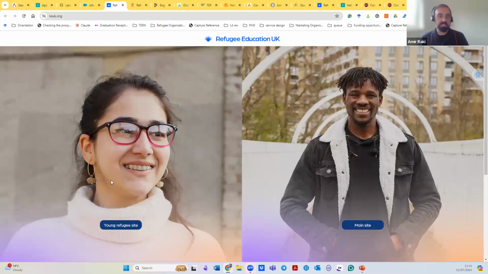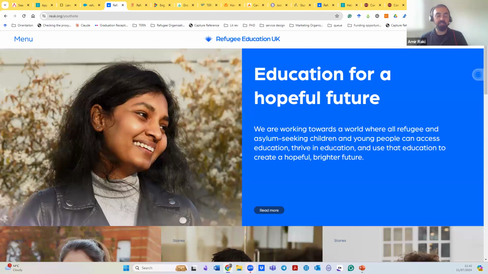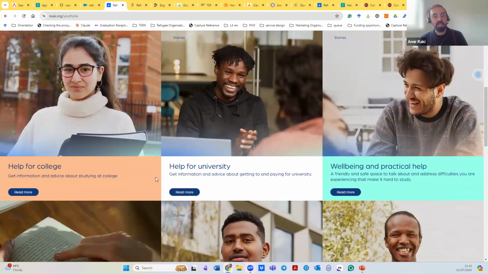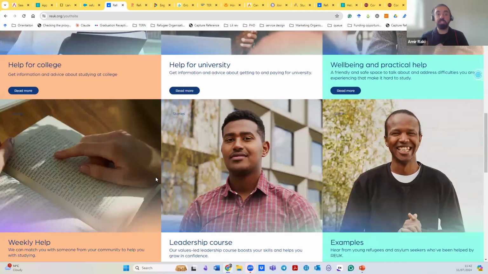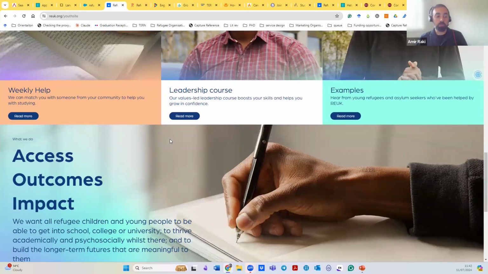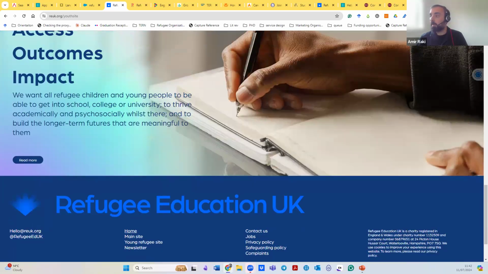The third one is RE UK, Refugee Education UK. Again, they are based in London. They have different bases in London and in some other places, including Birmingham. And if you go to the web page and you go to the young refugee part, you will have plenty of information about the different type of support. So if you need help for college, if you need help for university, if you need help for your general well-being support, they have weekly help in drop-in centers in different areas, and they have some other courses that you can benefit from.